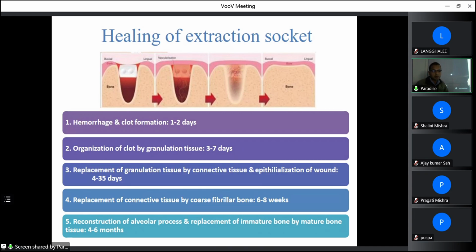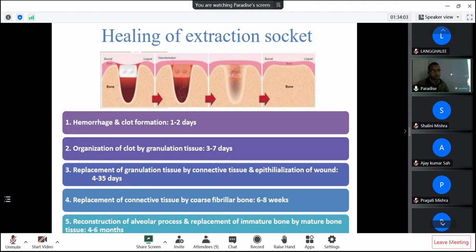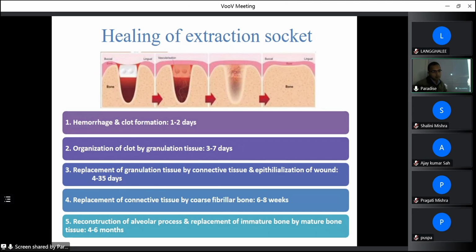After that, replacement of connective tissue by coarse alveolar bone takes 6 to 8 weeks. Finally, the reconstruction of the alveolar process and replacement of immature bone by mature bone will take 4 to 6 months. Only after 6 months is the whole of the bone formed. That's why in the traditional, conventional technique, when you extract the maxillary teeth, we advise the patient to wait for 6 months before placement of an implant. Though newer techniques are there, where we place the implant immediately after extraction. Immediate loading is also there. But for normal bone to form, it will take around 6 months.